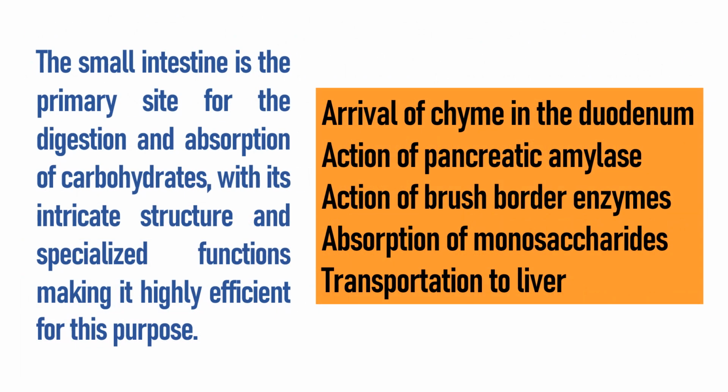The small intestine is the primary site for the digestion and absorption of carbohydrates, with its intricate structure and specialized functions, making it highly efficient for this purpose. The various steps can be enumerated as follows: arrival of chyme in the duodenum, action of pancreatic amylase, action of brush border enzymes, absorption of monosaccharides, and transportation to liver.